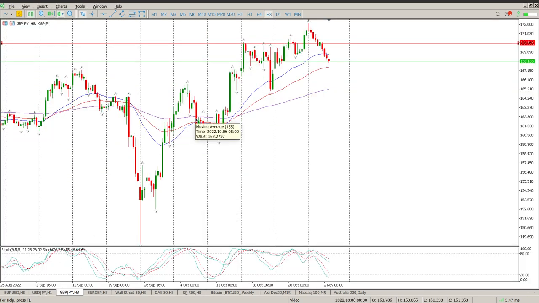Moving on to the British pound Japanese yen, we have broken through the structure that we were looking at yesterday. Not much support coming there. Look at the oscillators though.